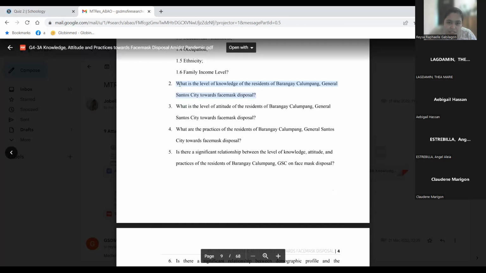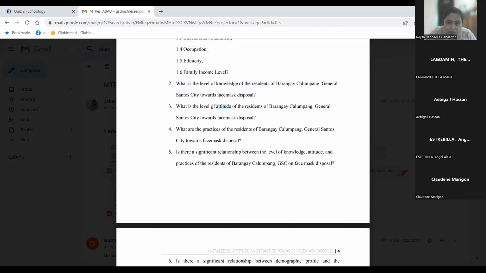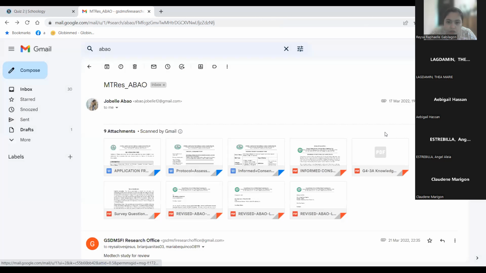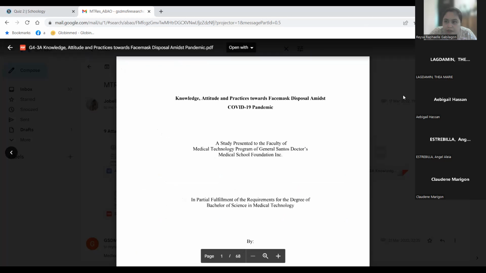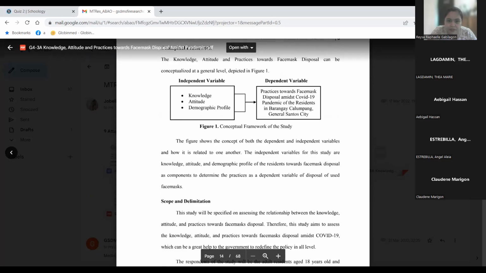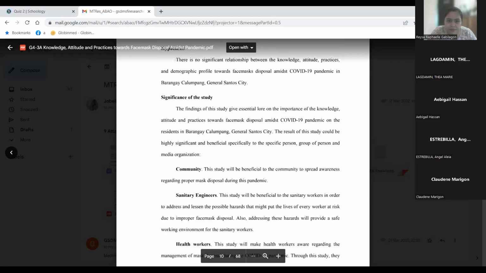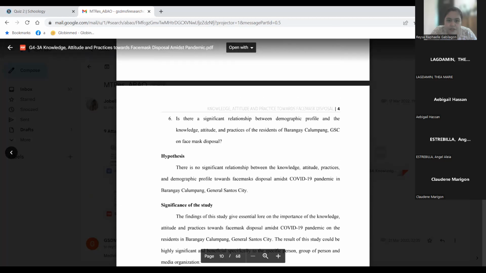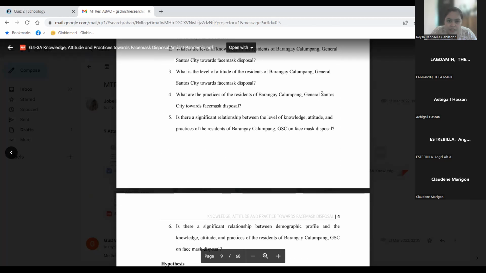So they have a question asking for the level of knowledge of the respondents on face mask disposal. They also have questions on the level of attitude and the practices. And then they have 2 questions on significance. I don't have my mouse, so I really have difficulty navigating without one.